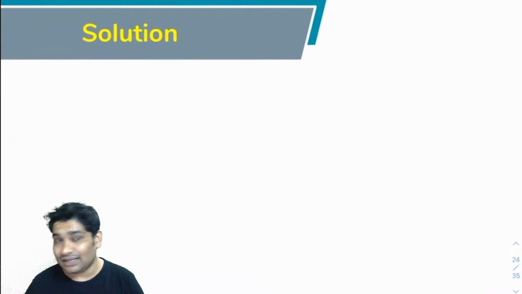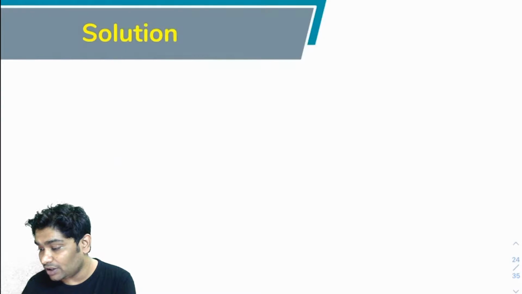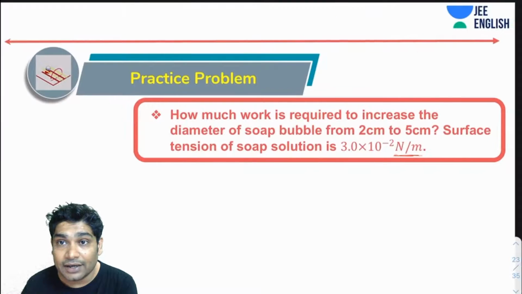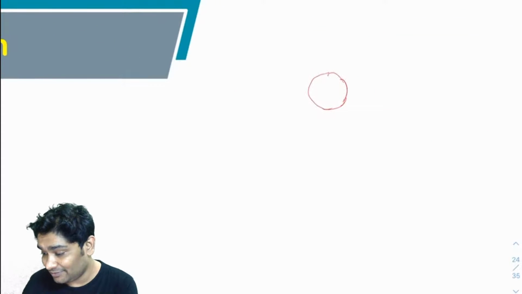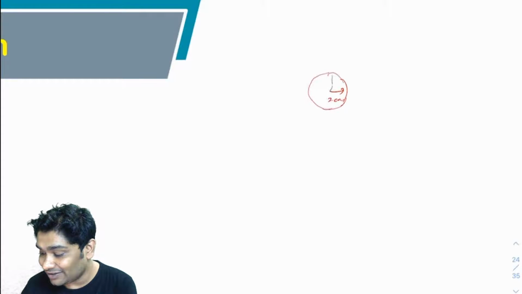Alright, so this is nothing. This is very, very simple. The bubble was initially of some radius, then finally it has another radius. So initially it was like this. Alright, and so it had a radius of 2 centimeters. Finally, I expanded this to a radius of 5 centimeters. So finally, it became like this.